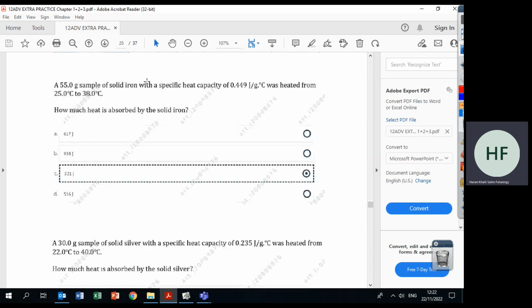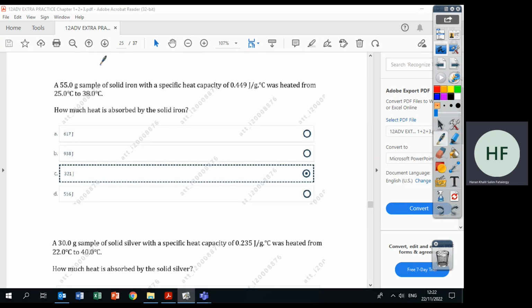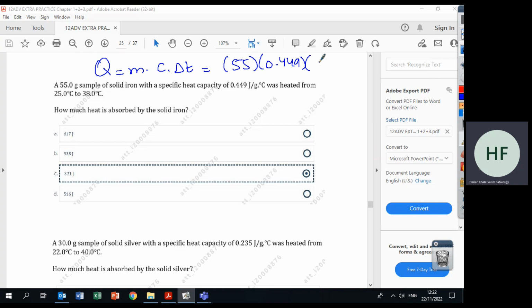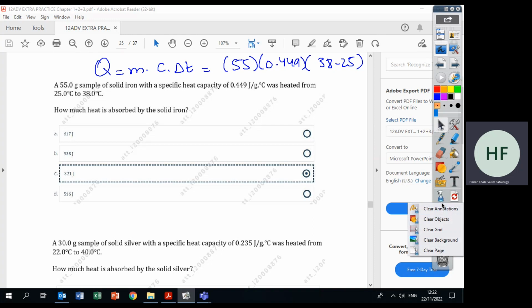Okay, now a 50 gram sample, specific heat, was heated from this to this. How much heat is absorbed? Here you will have to use the Q equation. Okay, and you will find the correct answer. By the way, it doesn't have to be this one. Maybe this one is not correct.